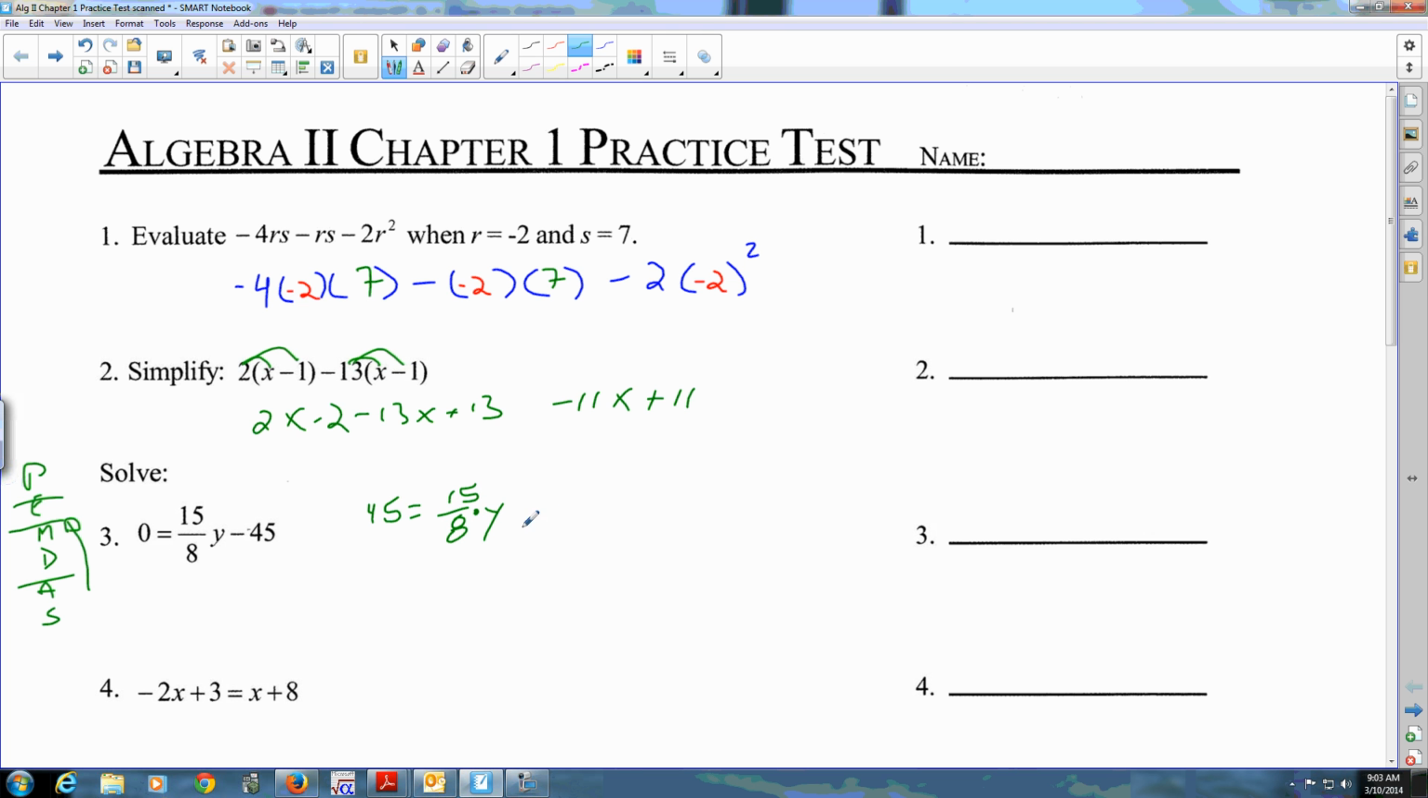This is held by multiplication. It's a fraction that's being held by multiplication. So multiply by its reciprocal. You're welcome to just type this in your calculator, or I can do this in my head. That reduces to 3. So your answer is 24. Okay.